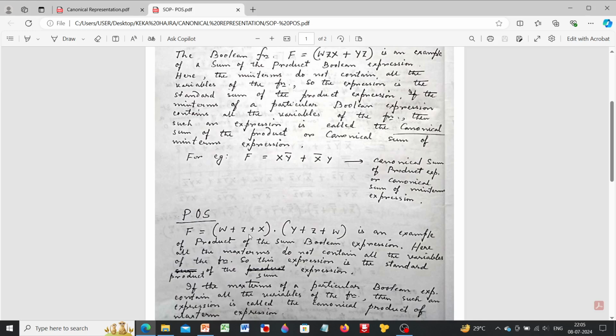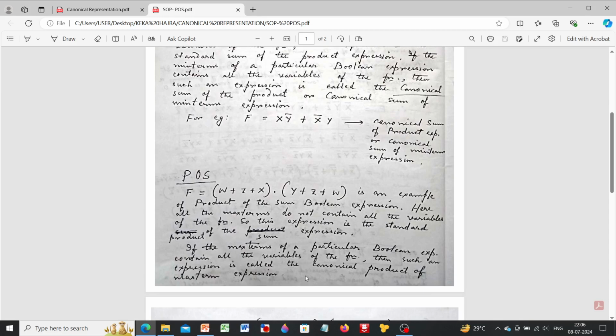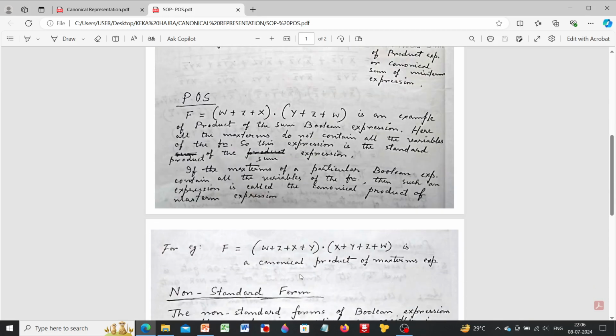2 maxterms. First maxterm contains 3 variables w, z and x. It is missing variable y. Similarly, second maxterm also contains 3 variables y, z and w. That means it is missing variable x. So we cannot call this expression product of maxterm, canonical POS, but we may call it standard POS. So this is the basic difference between standard form of representation and canonical form of representation.